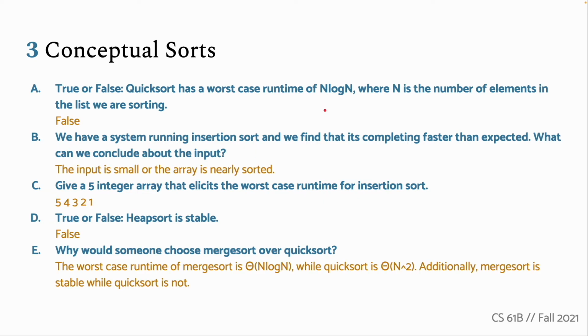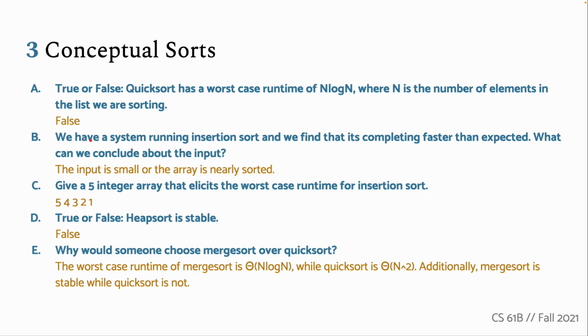So this first question is, quicksort has a worst case runtime of n log n, where n is the number of elements in the list we are sorting, and this is false because of what we talked about earlier. If your pivot happens to fall at the very end or the very beginning of the list every single time, in that case, you're actually going to end up with something that resembles selection sort or insertion sort and ends up having an n squared runtime rather than what we would prefer, which is an n log n runtime.